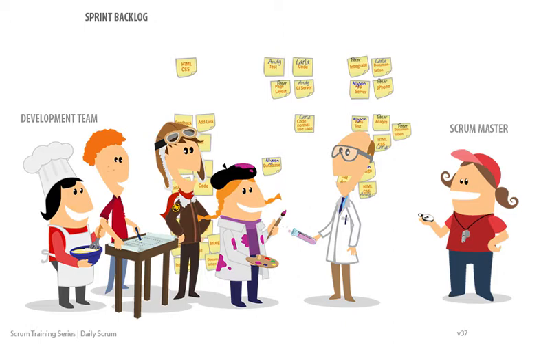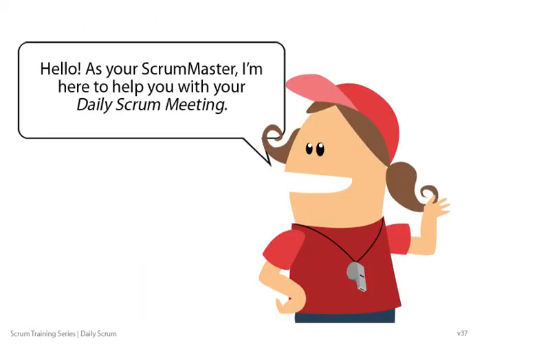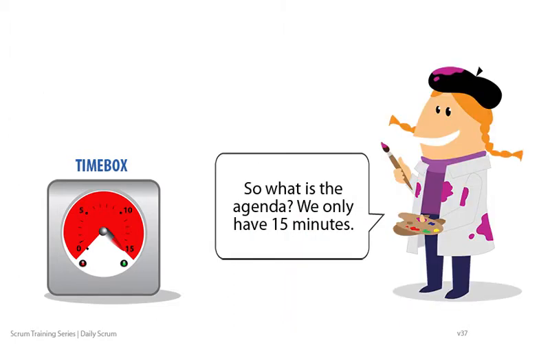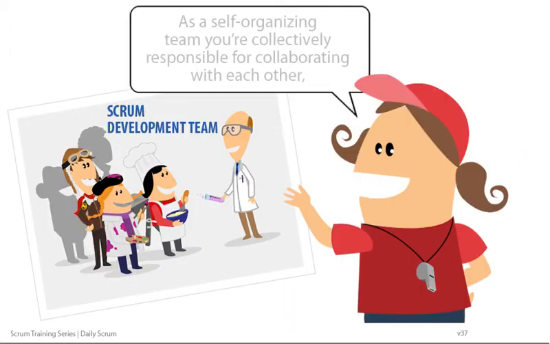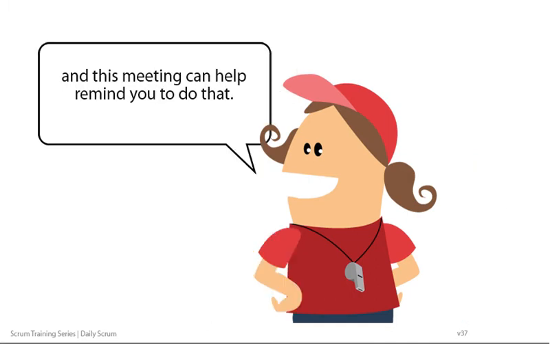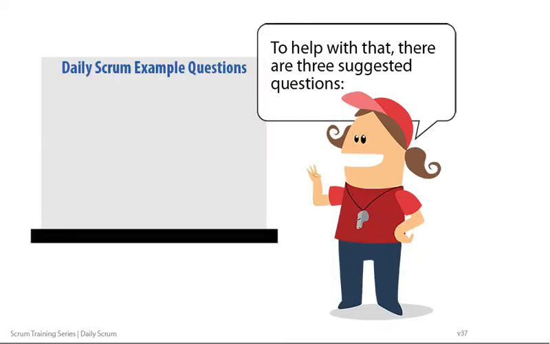Hello, as your Scrum Master, I'm here to help you with your daily Scrum meeting. We do this at the same time, same place, each day, standing up for 15 minutes. So what is the agenda? We only have 15 minutes. As a self-organizing team, you're collectively responsible for collaborating with each other, and this meeting can help remind you to do that. To help with that, there are 3 suggested questions.